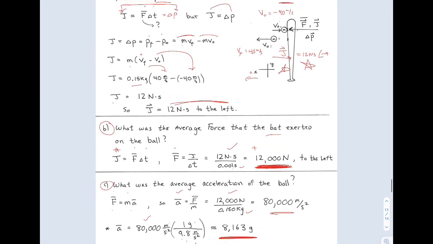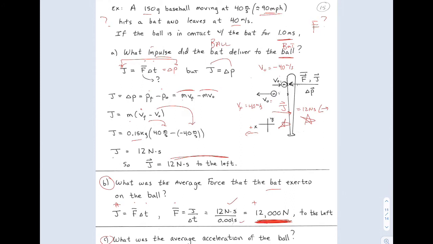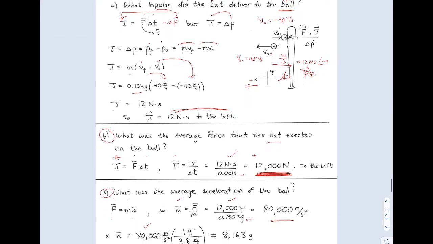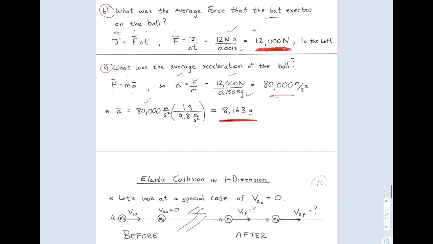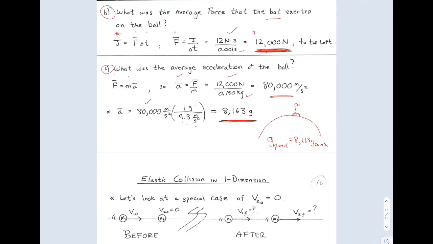Now, does that number make sense? Here you have a ball coming in at 90 miles an hour, and it changes its direction 180 degrees in a 1,000th of a second and heads out at 90 miles an hour. So that's an enormous acceleration. Imagine if you were on some planet where g was 8,163 times g of Earth. If you were standing on a scale, you would look down and the scale would read 8,000 times your weight. Could you stand on that planet?